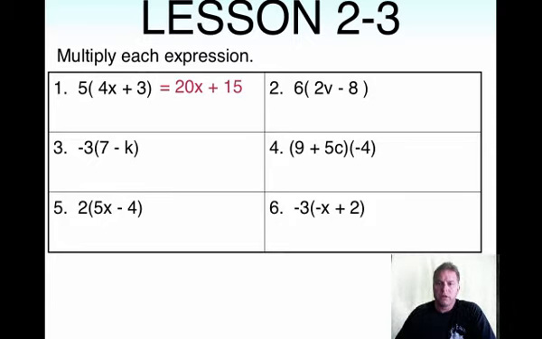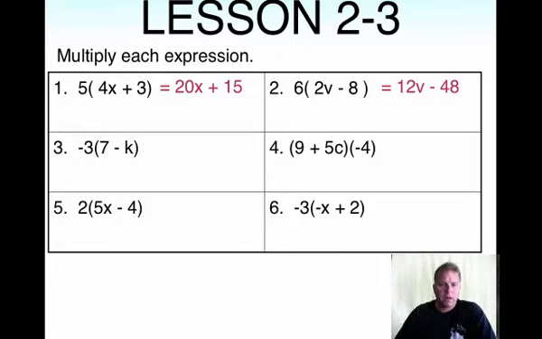Number 2, 6 times the quantity 2v minus 8. So what are you going to be multiplying here? You're going to be multiplying by 6, and what you're multiplying is 2v and a minus or negative 8. Remember, look at the sign in front of the term. So 6 times 2v is 12v, and 6 times a minus 8 is a minus 48.